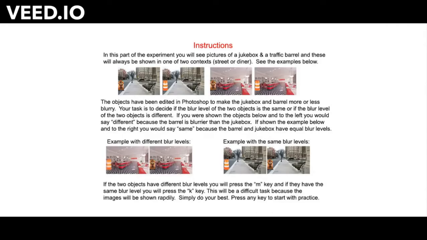The second portion of the experiment is the exact same, but now you're going to be making decisions about the other objects. And those are always shown in the context of a street or a diner. And again, the objects have been edited in Photoshop to make the jukebox and traffic barrel more or less blurry, and your task is to decide if the blur level of the two objects is the same or if the blur level of the objects is different.